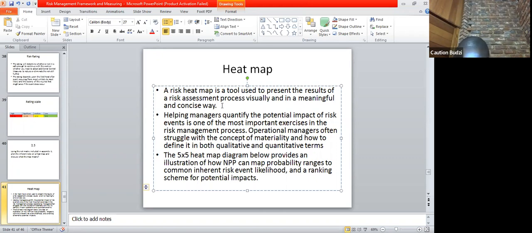Operational managers often struggle with the concept of materiality and how to define it in both qualitative and quantitative terms. So these risk heat maps will help operational managers to have a better understanding of materiality when it comes to risk management. The 5x5 heat map diagram below provides an illustration of how the nuclear power plant can map probability ranges to common inherent risk, event likelihood, and a ranking scheme of potential impacts. So we are going to look at the heat map.